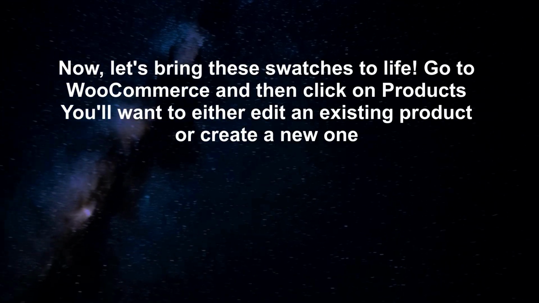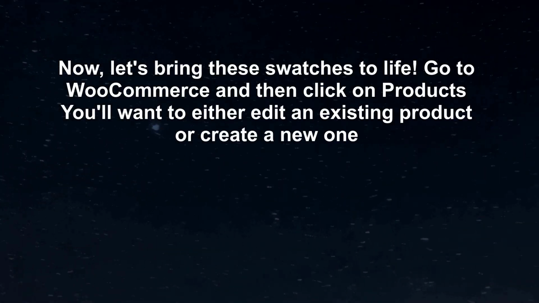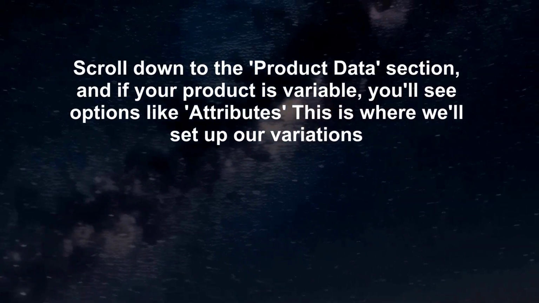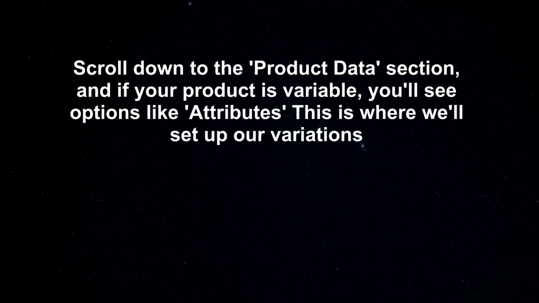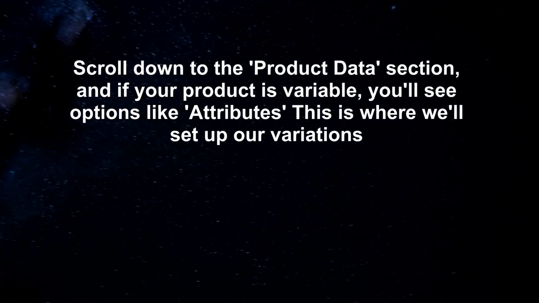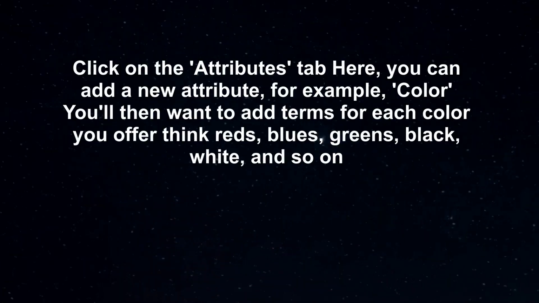Now, let's bring these swatches to life. Go to WooCommerce and then click on Products. You'll want to either edit an existing product or create a new one. Scroll down to the Product Data section, and if your product is variable, you'll see options like Attributes. This is where we'll set up our variations. Click on the Attributes tab here.